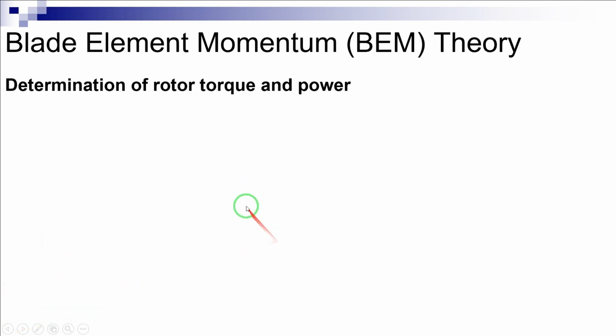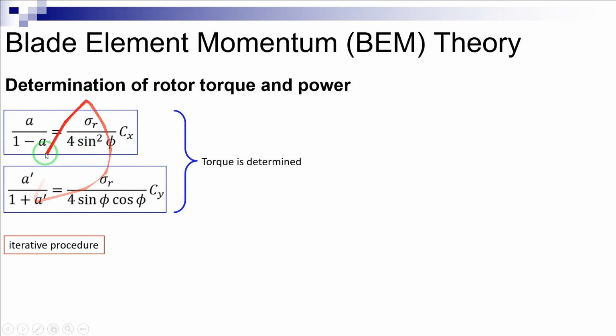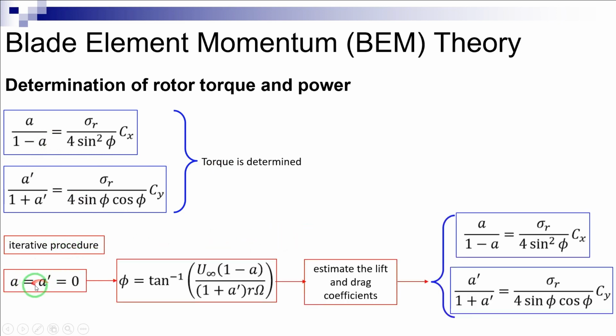Determination of rotor torque and power. The torque is determined after the calculation of the induction factors using these equations, which are solved based on an iterative procedure. The process starts by assuming that the induction factors are initially 0, which leads to the calculation of the angle phi. Therefore, having this angle calculated, it is possible to estimate the values of lift and drag coefficients, which are used to calculate the new values for induction factors based on these equations. The iteration is continued until convergence is achieved.